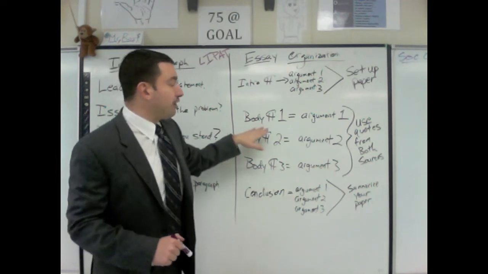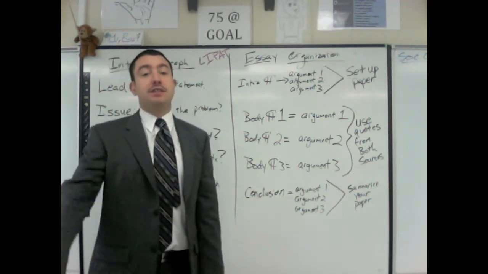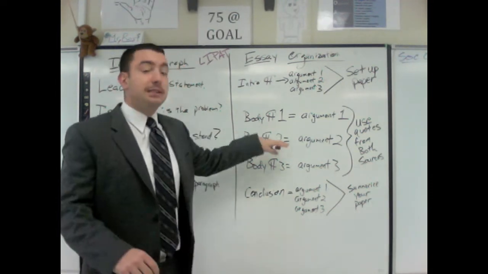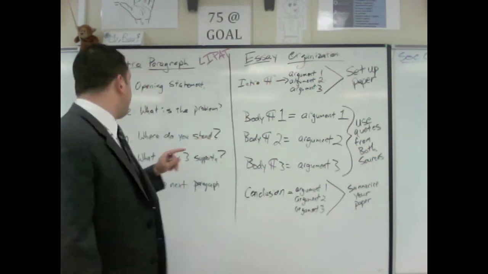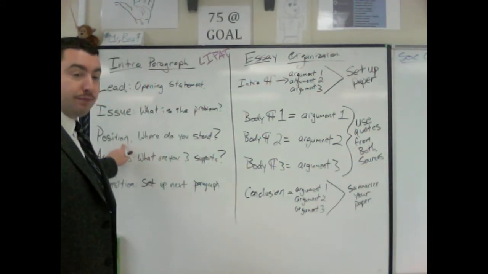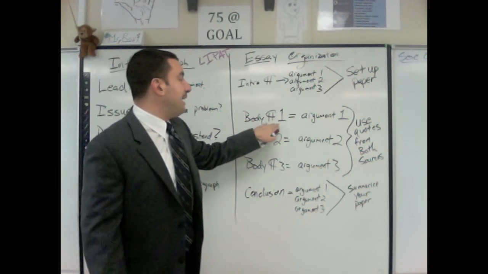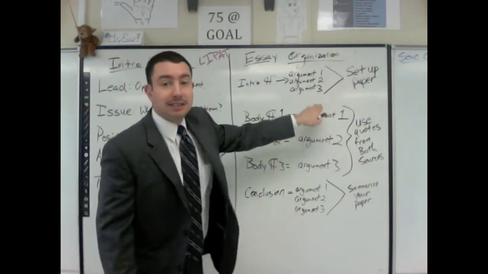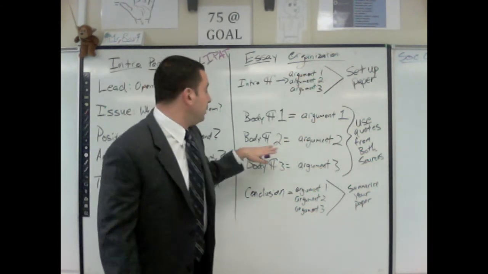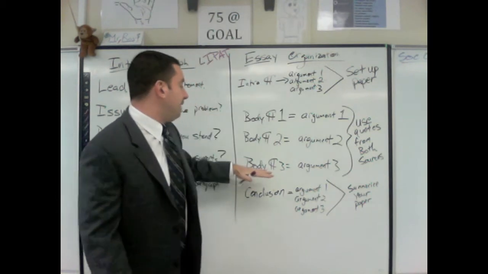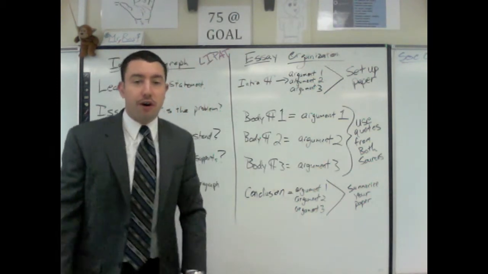Okay, body paragraphs. Remember a paragraph is 5 to 7 sentences, and each one of these body paragraphs supports your position in your paper. Your first body paragraph is going to be about your first argument. See how it's the same order? That's really important. Second body paragraph is going to be about your second argument, and your third body paragraph is going to be about the third argument.